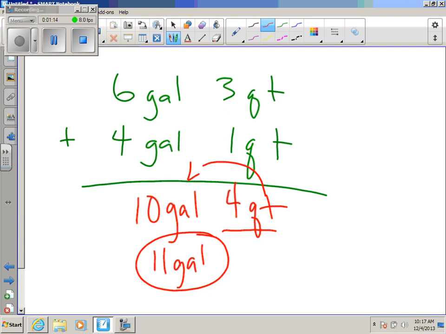Wait, what number is that? It was number 8 in the book. Yes, Maddie?